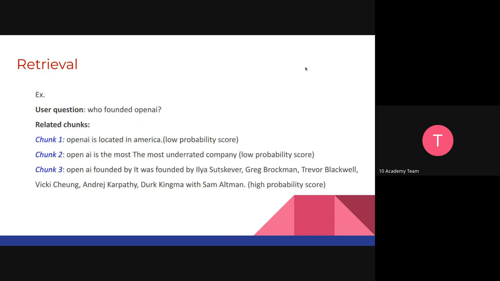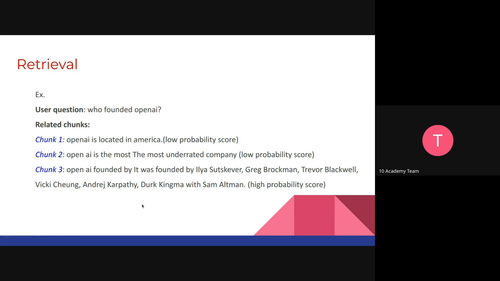For example, for the question, who founded OpenAI, your similarity search can bring up these three possible answers. Because OpenAI is found in each sentence, it's likely that it will surface them as possible answers for this question. But we know which one is the right answer a user looks for.